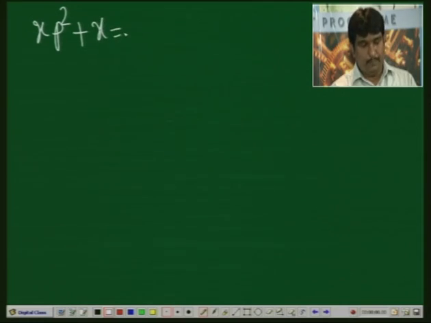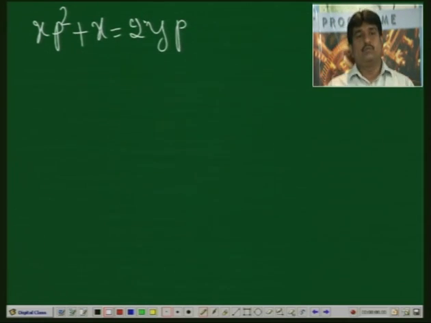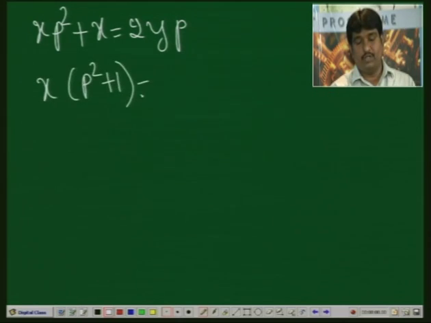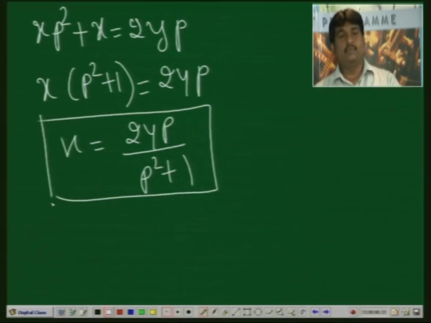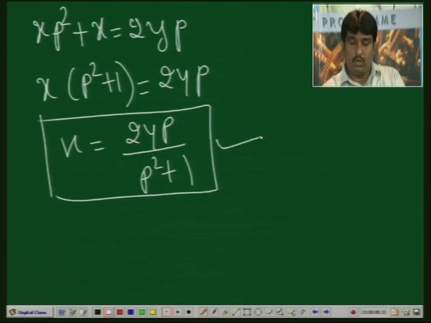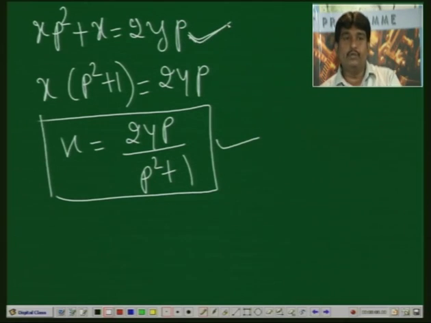The differential equation was xp square plus x equals 2 into y into p. If you take x common here, it is x into p square plus 1 equals 2yp. Therefore, x equals 2yp divided by p square plus 1. I have expressed this equation in terms of x. You have to differentiate this equation with respect to y, or else you can differentiate the given one only. If you want to avoid the quotient rule, you differentiate xp square plus x equals 2yp with respect to y.